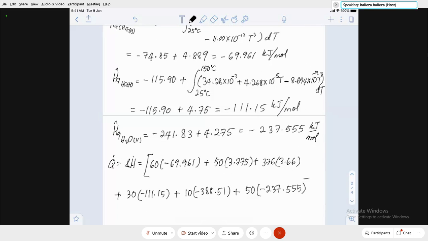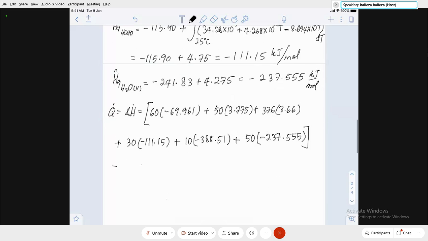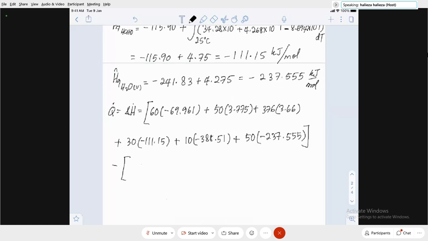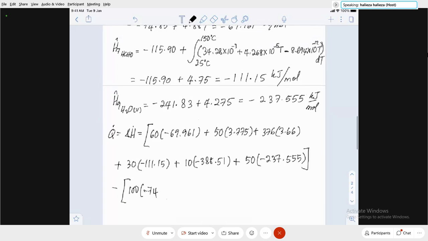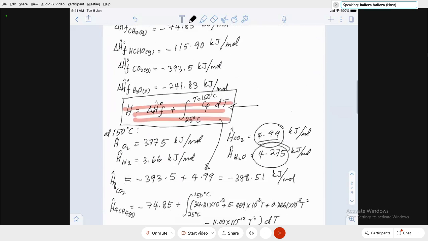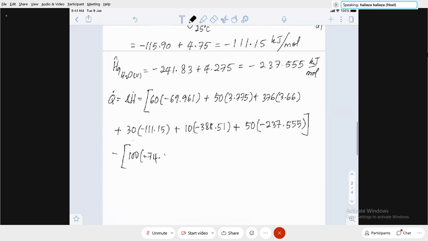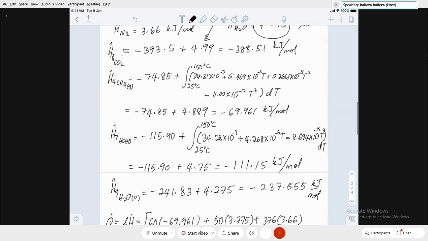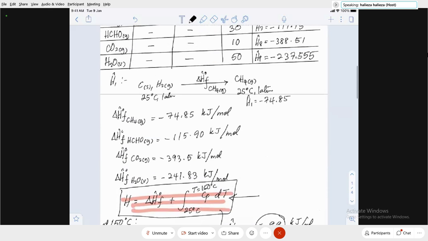Okay, so that's for the outlet. Now we deduct from it the inlet. So we have the methane, the amount is 100. Its corresponding enthalpy is 74, that means H1 should be the heat of formation, so that is 74.85, plus the amount of oxygen coming in and its corresponding enthalpy, that's H2. Where is our H2? 2.24.